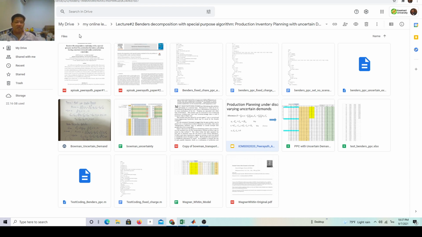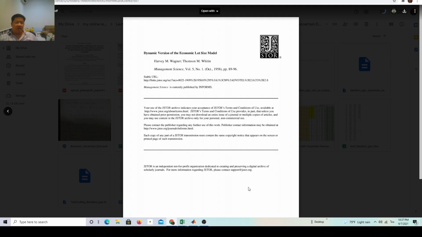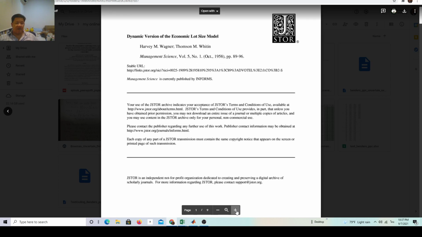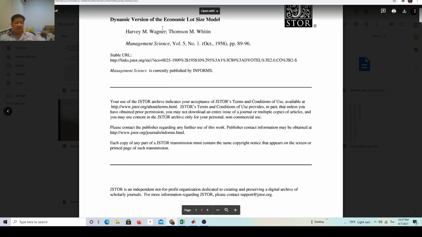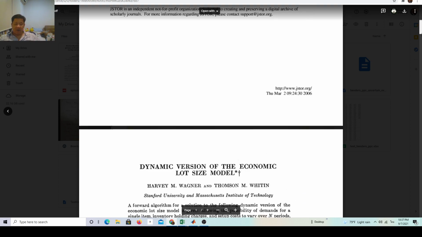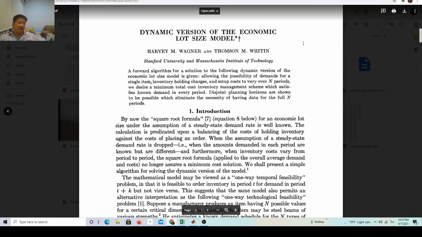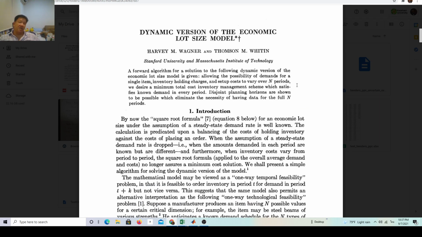To do this, we have to go back to a classic paper by Wagner and Whitin way back in 1958. This is another classical paper in operations research called Dynamic Version of Economic Lot Size Model, written by Wagner and Whitin, published in Management Science Journal, year 5, volume 5, first issue. It is a very important and highly influential paper over the years, and I think until today there's some research going on that has its origin in this paper.